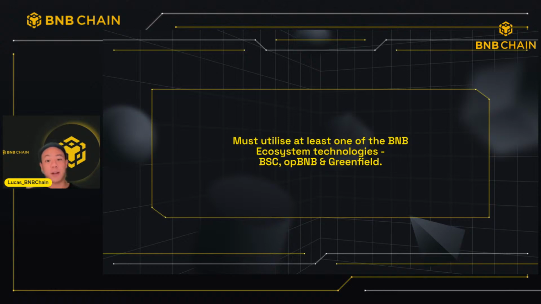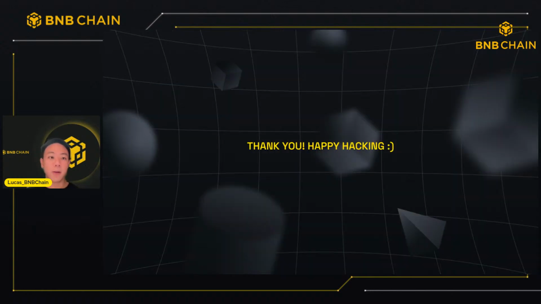Utilize at least one of the BNB ecosystem technologies. You don't have to use all three, but use at least one of them. It can be BSC, opBNB, or Greenfield. More importantly, I want to emphasize that you should use these technologies wisely on a use case basis. You don't have to use all three just because you want to. Make sure that each of them serves a good purpose in how you deliver a solution to a problem.